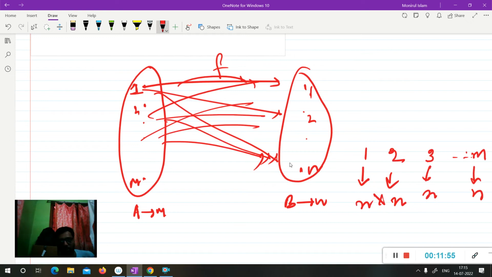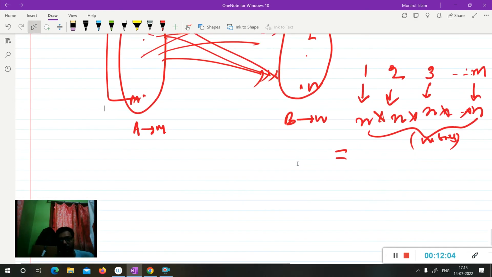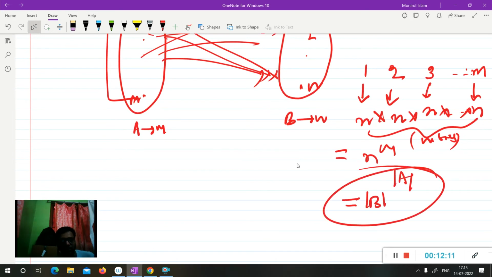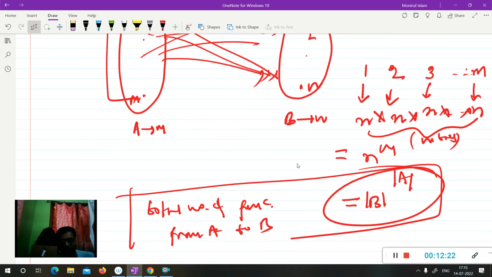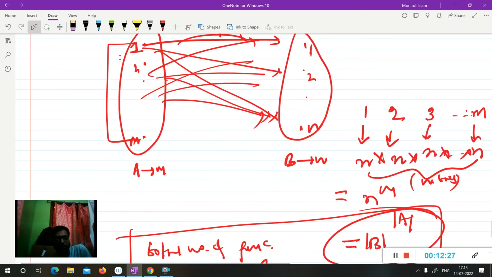So the total number of functions will be n times n and so on. How many times? This is m times, because there are m elements. So the total number of functions will be n to the power m. Now n is cardinality of B and m is cardinality of A. So this is the total function formula: the total number of functions from A to B is cardinality of B to the power cardinality of A.